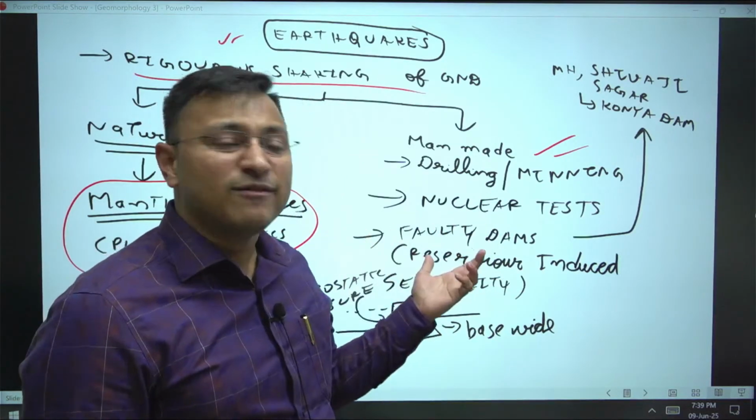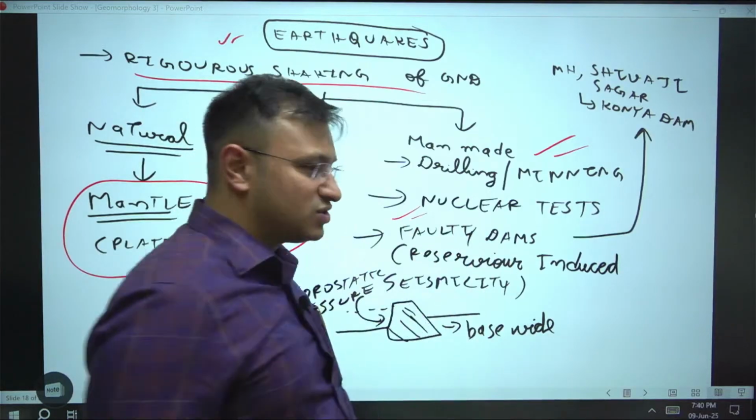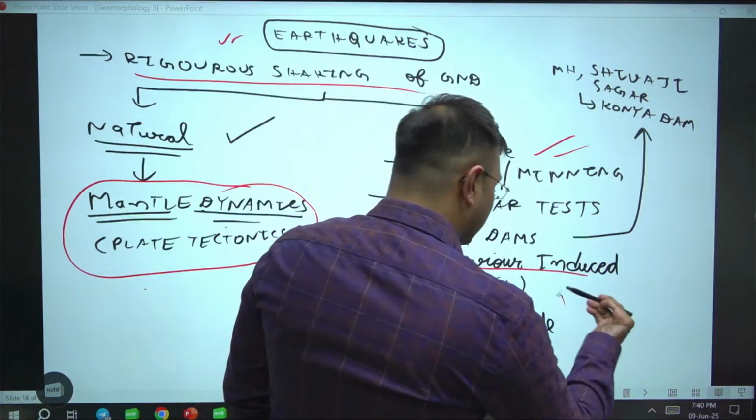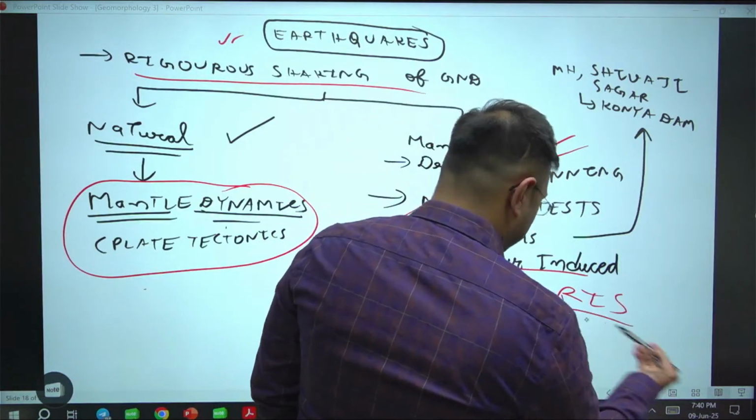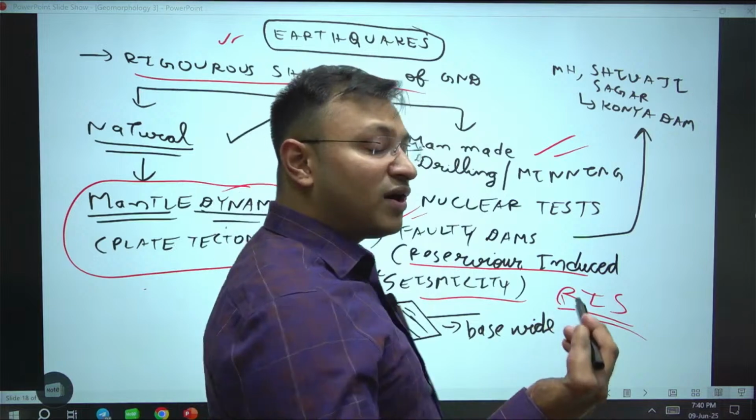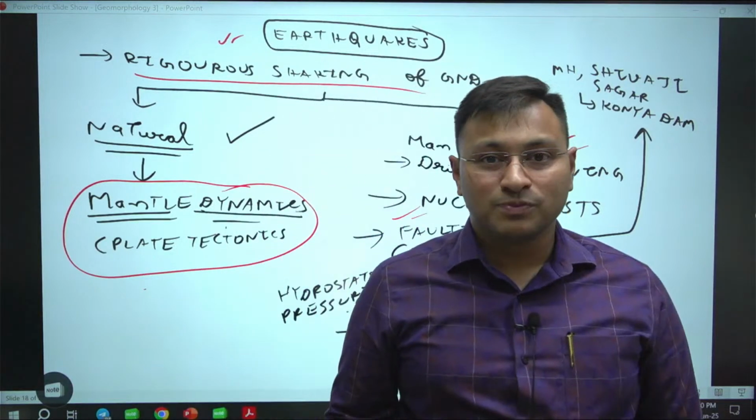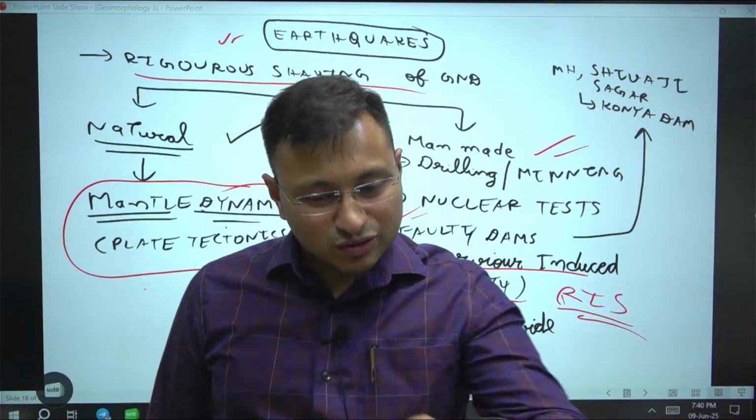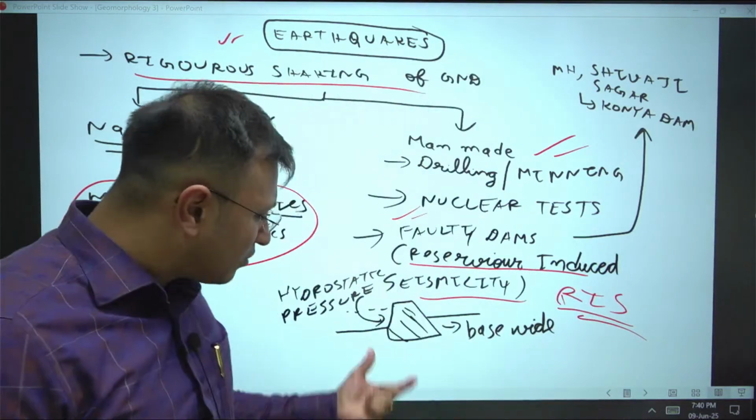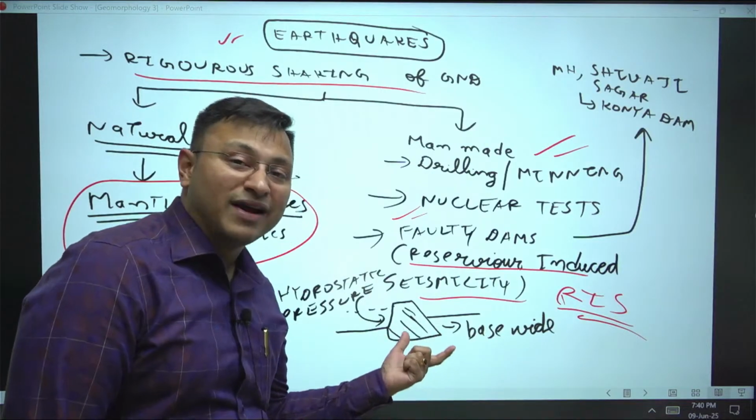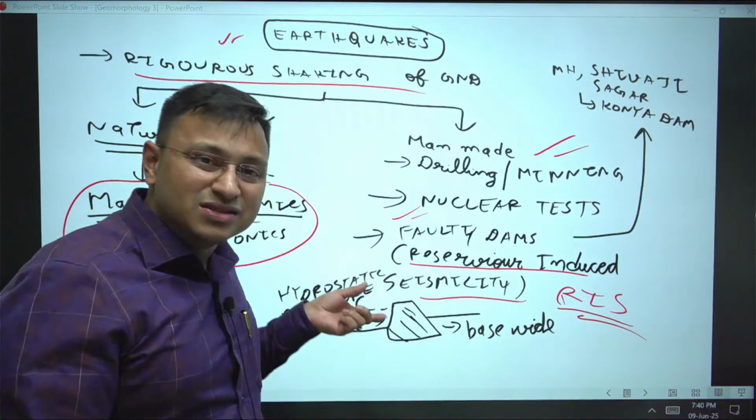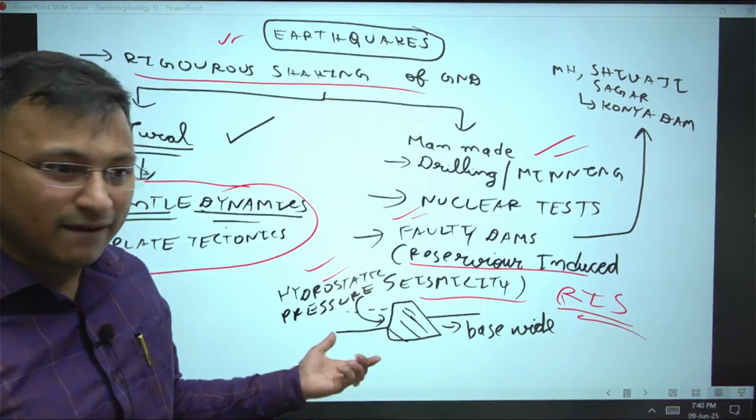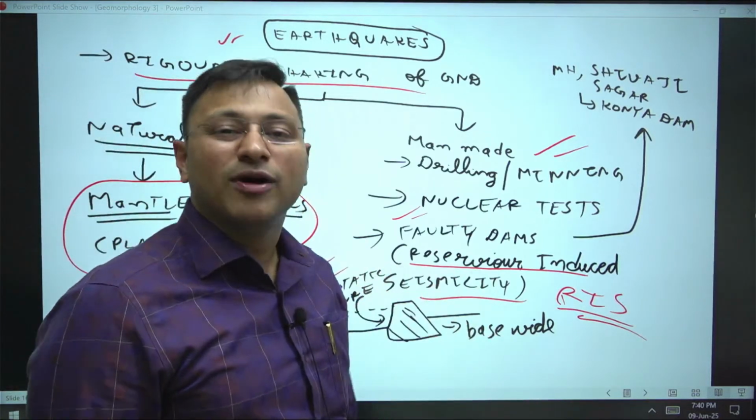And we can also have them because of faulty construction of dams. This is referred to as reservoir induced seismicity. We refer to it as RIS. So if you have ever seen a dam collapsing, the dam will never collapse from above. The dam will always collapse from below. Why? Because if the base of the dam is not wide, the water percolates in, the water seeps in, and it starts applying hydrostatic pressure. That is why the entire dam wall collapses.